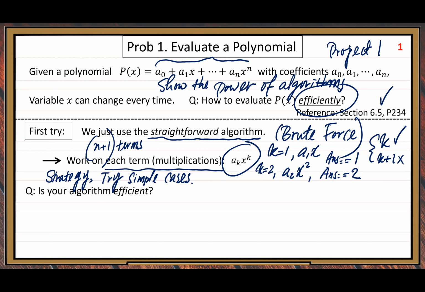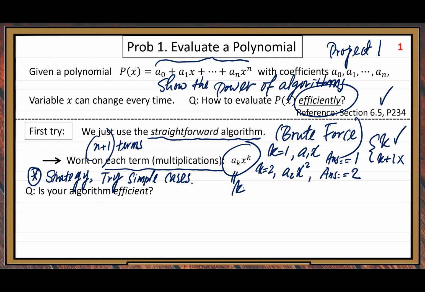All right, yeah. So you can see this is our result from our first strategy: try simple cases. So the answer is k. Now from there, the question is, is your algorithm efficient? Here we have the answer. Each term we need k multiplications. Then we combine n plus 1 terms. We have the total number.